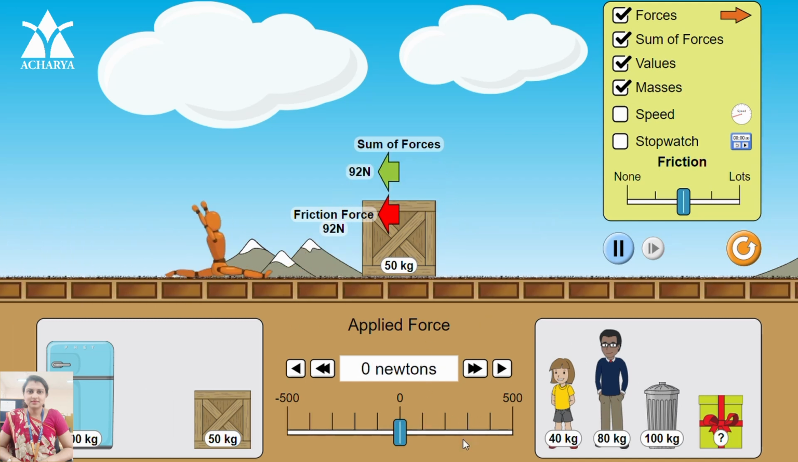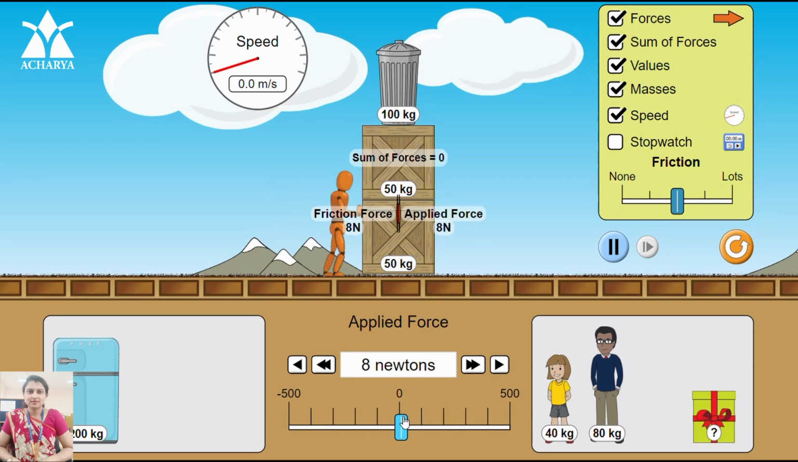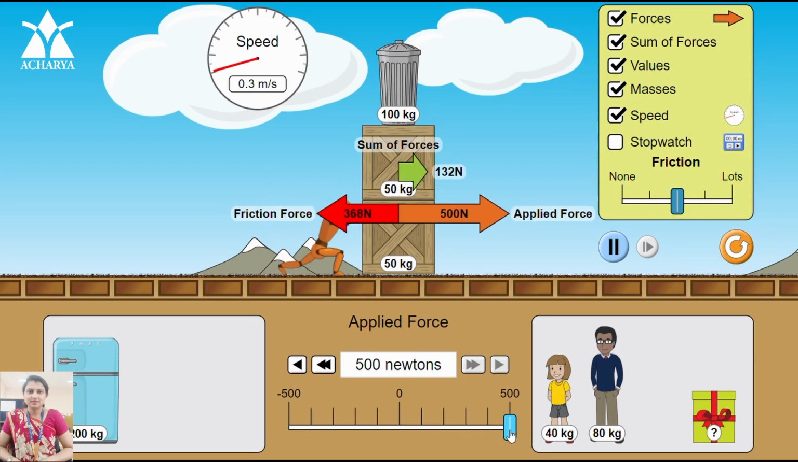So the next type is kinetic friction. Once the box begins to move, the type of friction changes from static friction to kinetic friction. Kinetic friction is slightly less than static friction, which is why the box continues to move with a constant applied force. If we increase the mass of the object, such as changing the box from 50 kg to 100 or 200 kilograms, we observe that more force is required to move it.